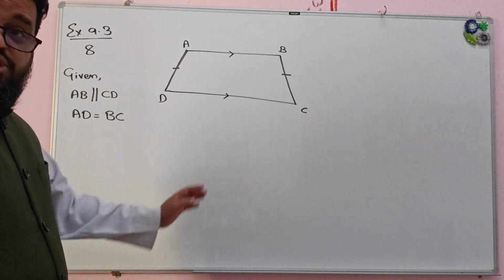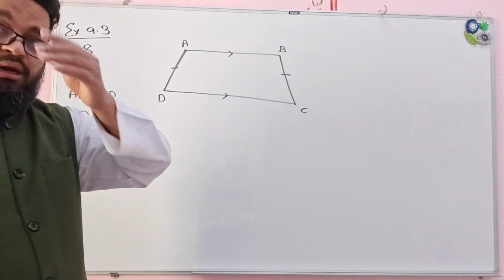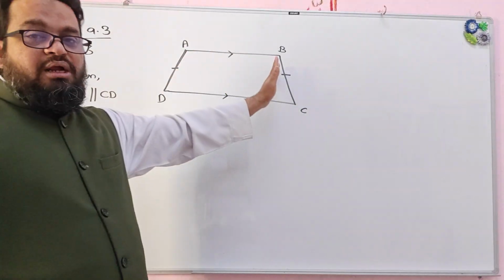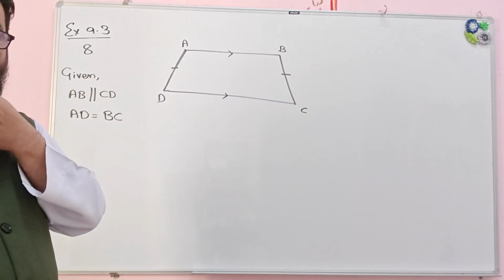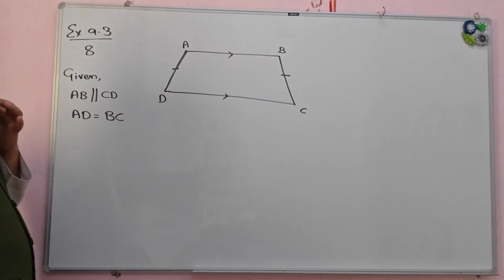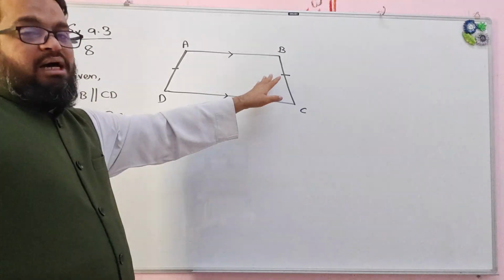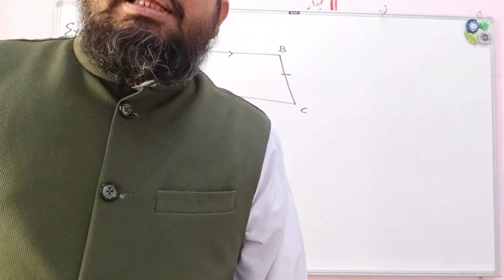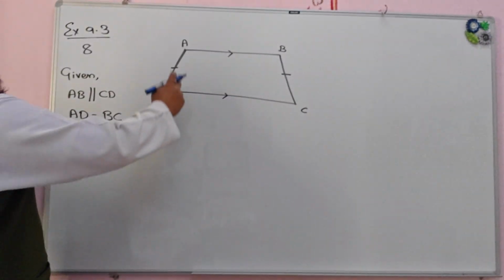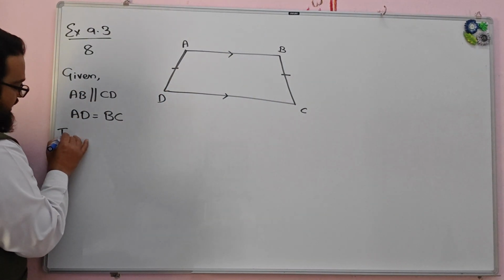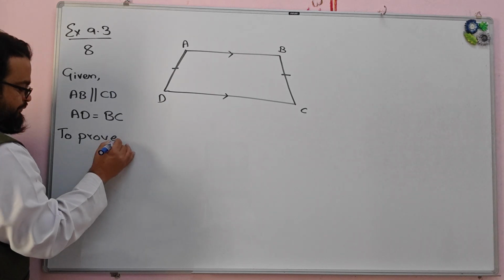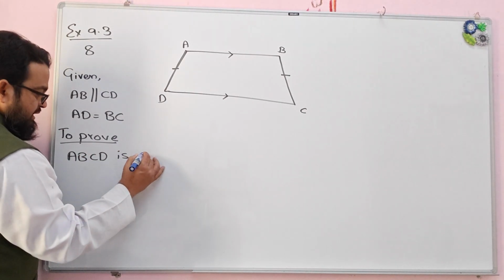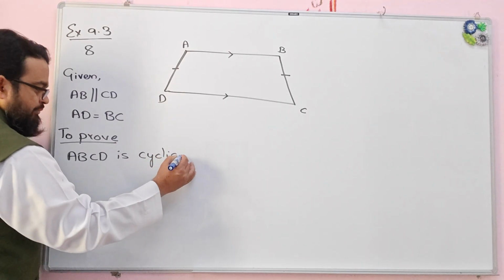It is given. Generally in a trapezium they are not equal. They can be equal or they may not be equal, but generally we draw them as non-equal sides. But here it has been given that these two are equal. So that is what I have written, AD is equal to BC. Then we have to prove that ABCD is a cyclic quadrilateral.